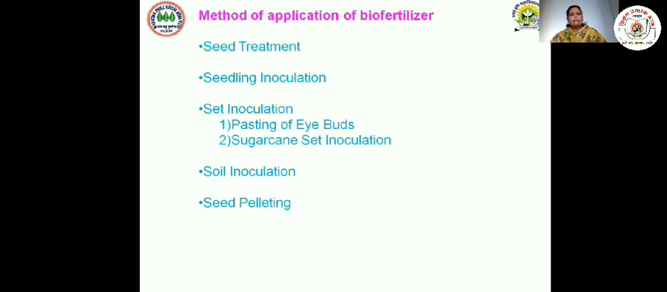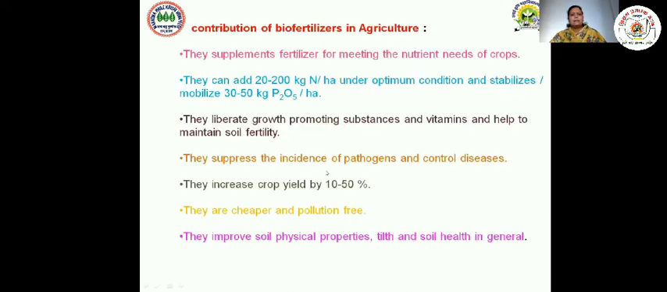Methods of application of biofertilizer. There are different methods: seed treatment, then seedling inoculation, set inoculation, in that pasting of birds, then sugarcane set inoculation, soil inoculation, and the seed pelleting.